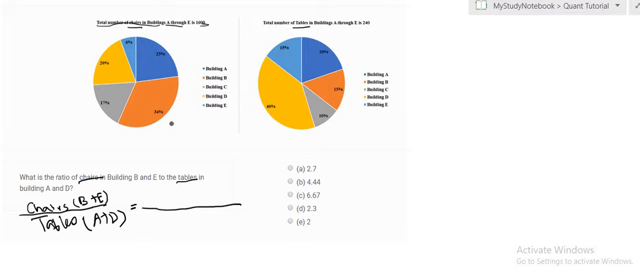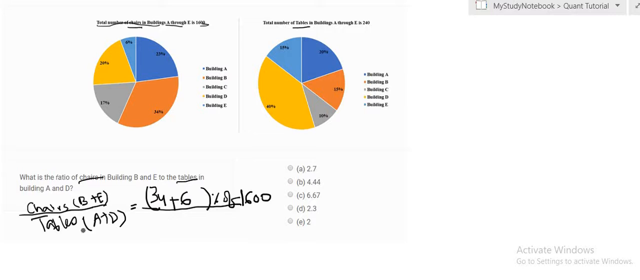So for the chairs of building B here is orange color, and in the left diagram it shows 34%. So for B, we have 34% of the total number. And for E, which is marked as light blue color, which shows 6%, so there will be 6% of the total number, which is given at the top of the picture, that is 1600.